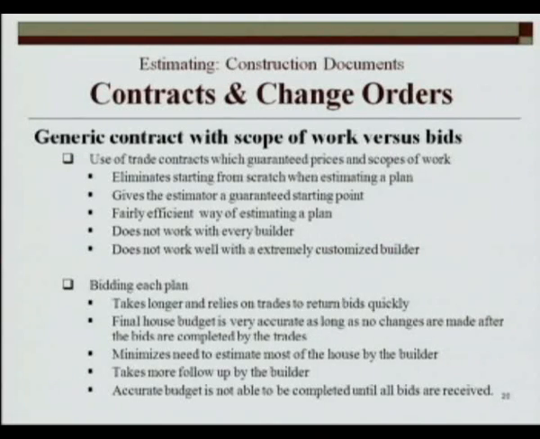Contracts and change orders. Generic contract with the scope of work versus bids. Really what we're talking about is more track building, production building versus the custom aspect. And I see a couple of custom builders in here, and it's really a timing issue. Custom customers, they're going to understand that to send that custom plan out, it's going to take a couple weeks to get bids back. Okay?